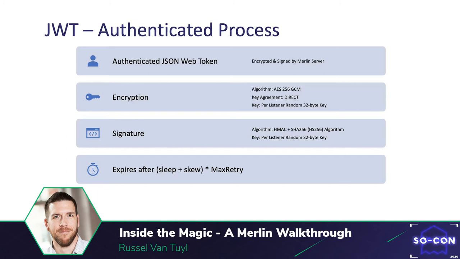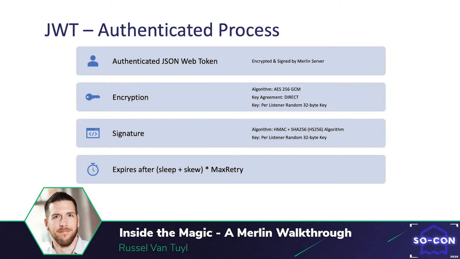The JWTs created by the Merlin server have a very limited lifetime. The JWT's lifetime is calculated by adding the agent's sleep time to the maximum possible skew value. This value is then multiplied by the agent's max retry value. For an agent using default configuration, this turns out to be 3 minutes and 51 seconds.